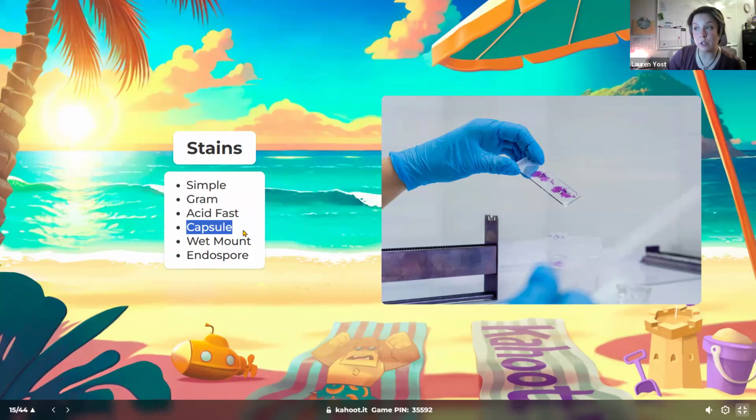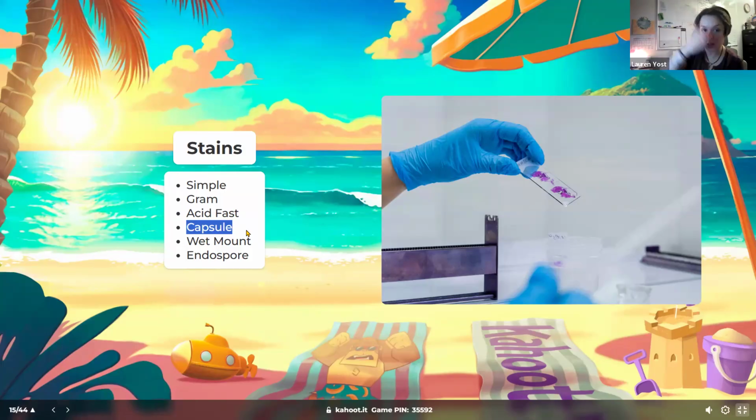Now we didn't heat fix with the capsule stain, right? Why was that? Now, if we think back to the capsule stain, we literally just mixed it with that Congo red, spread it across our slide, let it air dry, added Maneval's on there, then we waited again, and then we rinsed that off in our Coplin jars. We had to rinse it off in the Coplin jar because we didn't ever heat fix. And so we don't heat fix on purpose with this one.